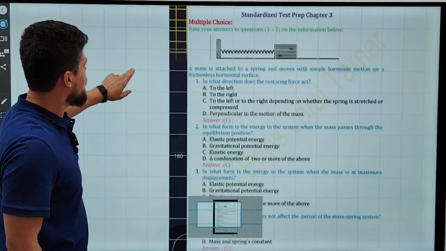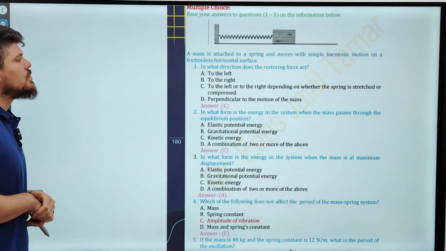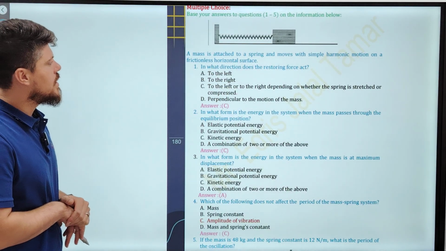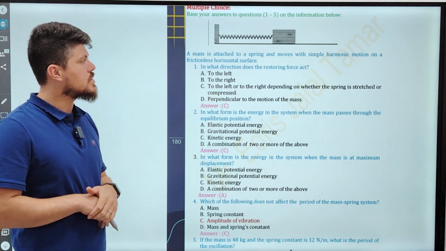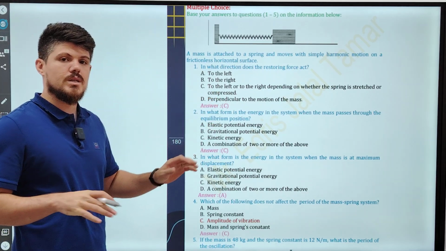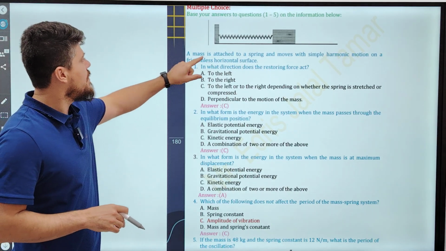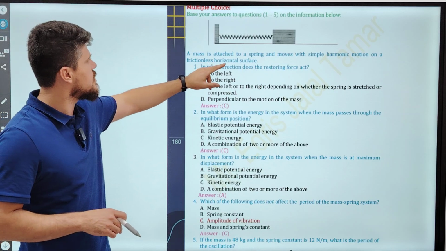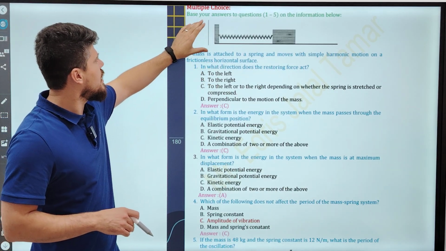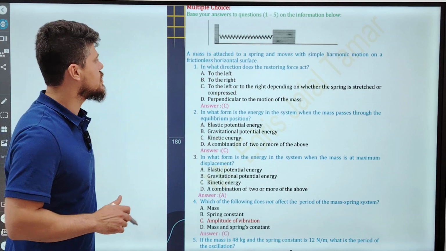This is the standardized test prep, chapter 3. Okay. Question 1. A mass is attached to a spring and moves with simple harmonic motion. We finished chapter 3. Now we're going to solve the standardized test prep questions related to the 4 sections in chapter 3. A mass is attached to a spring and moves with simple harmonic motion on a frictionless horizontal surface. Base your answers to questions 1 through 5 on the information below.